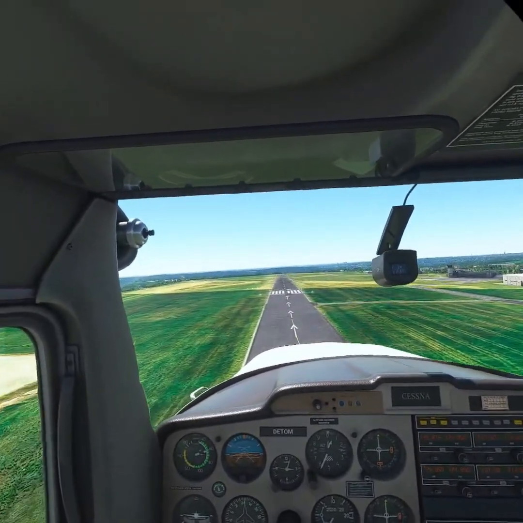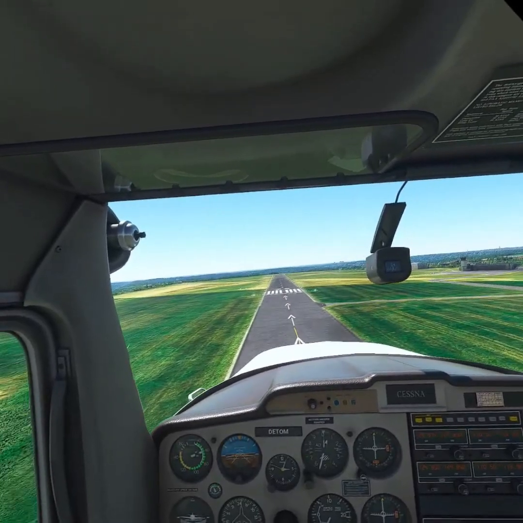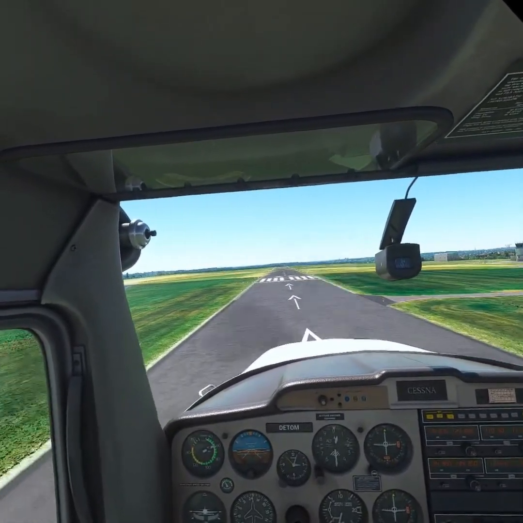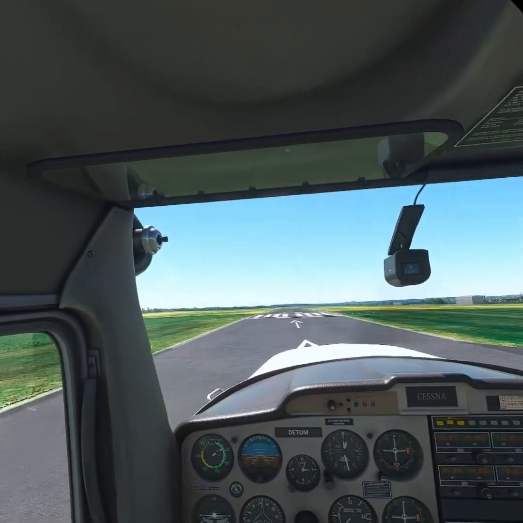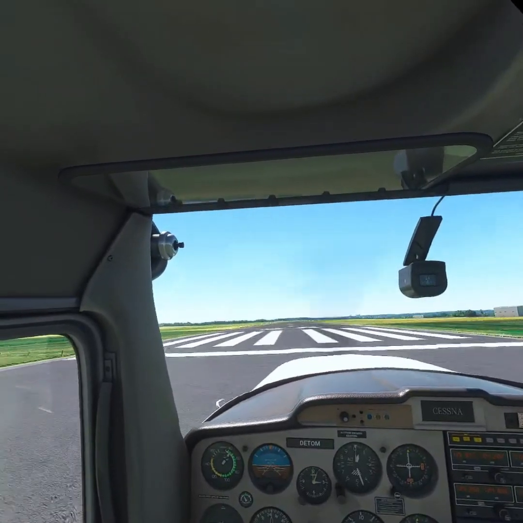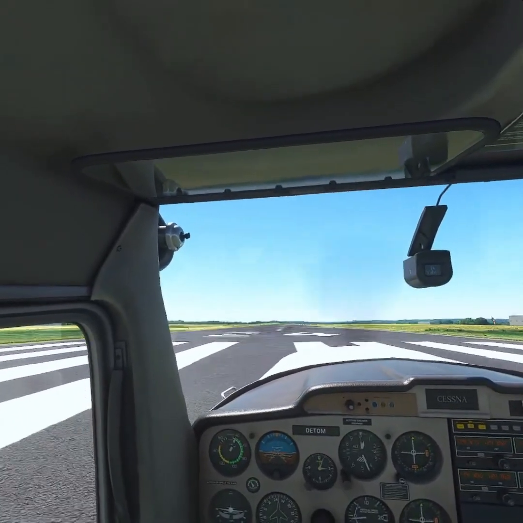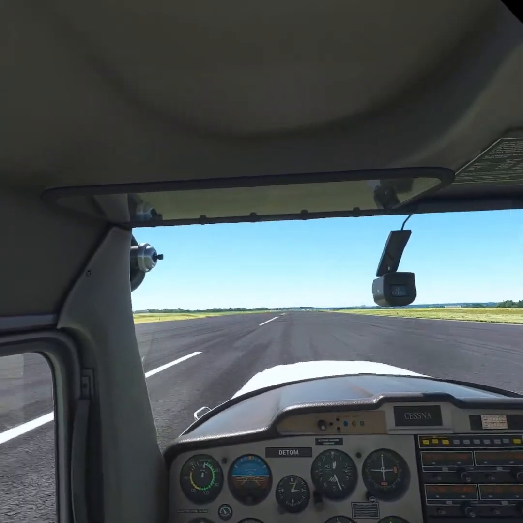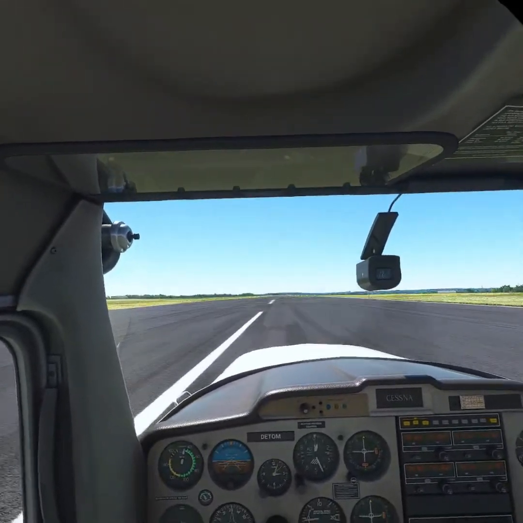Throttle is idle now, and I'm aiming for between the second and third arrow. Round out, pitching the nose up, up, up, up, up, and we landed.